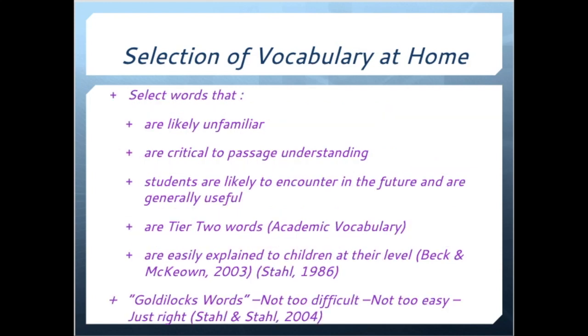the word meaning. You want to select words that are likely unfamiliar, are critical to understanding the passage, words that children will encounter in the future, and are generally useful. Focus on those Tier 2 words, and you want to pick words that are easily explained to children at their level. We call that Goldilocks words. Not too difficult, not too easy, but just right.